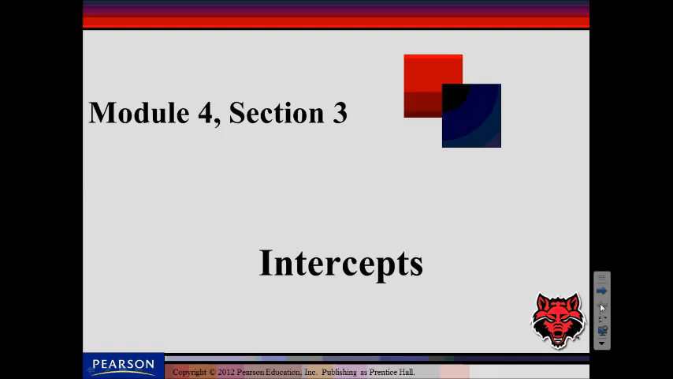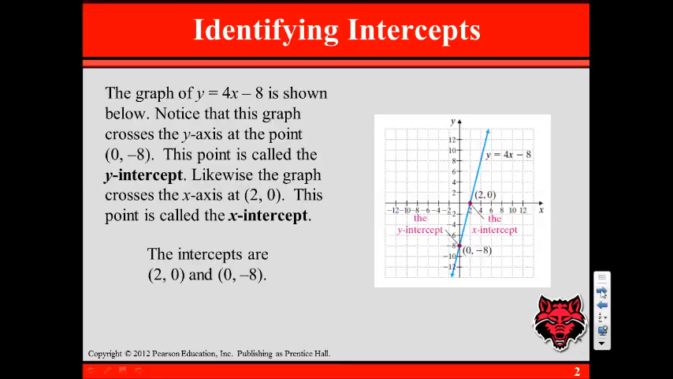In Section 3, we will discuss graphing the intercepts of a linear equation. Here the graph of y equals 4x minus 8 is shown. Notice that this graph crosses the y-axis at the point (0, -8). This point is called the y-intercept because that is where our equation intercepts the y-axis.